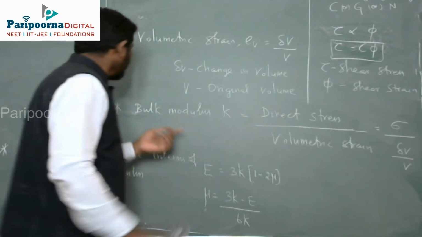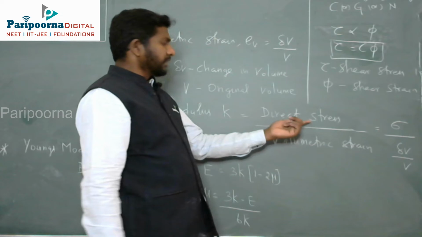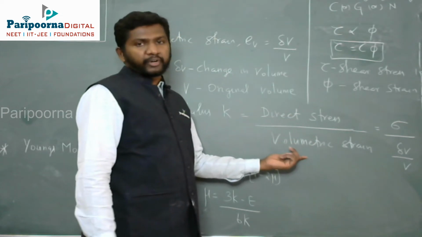Then coming to bulk modulus, it is represented as K, and it is the ratio of direct stress to the volumetric strain.